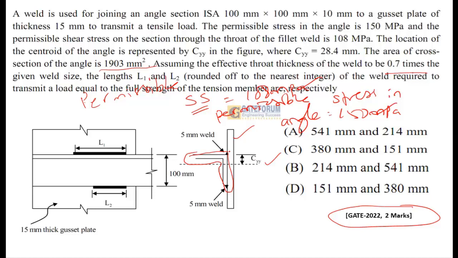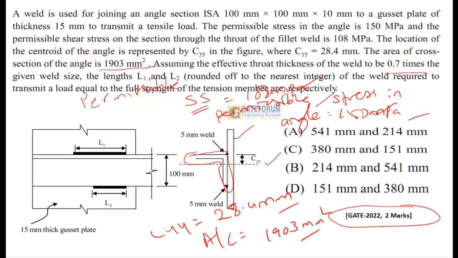And the centroid of the angle member is CYY. So the CYY value is also given as 28.4, that is CYY. And the area of cross section, AC, is also given, 1903 mm square. So this value and this value are from your steel table.